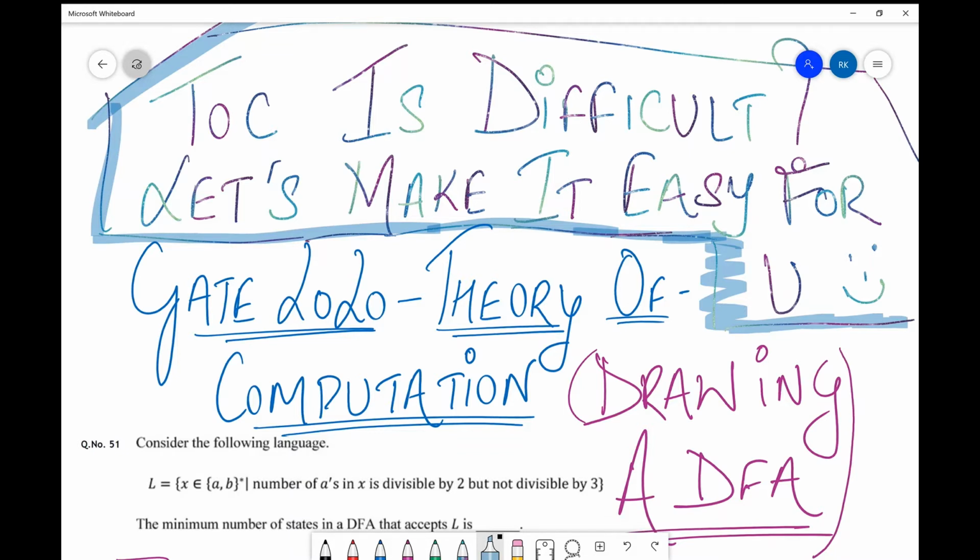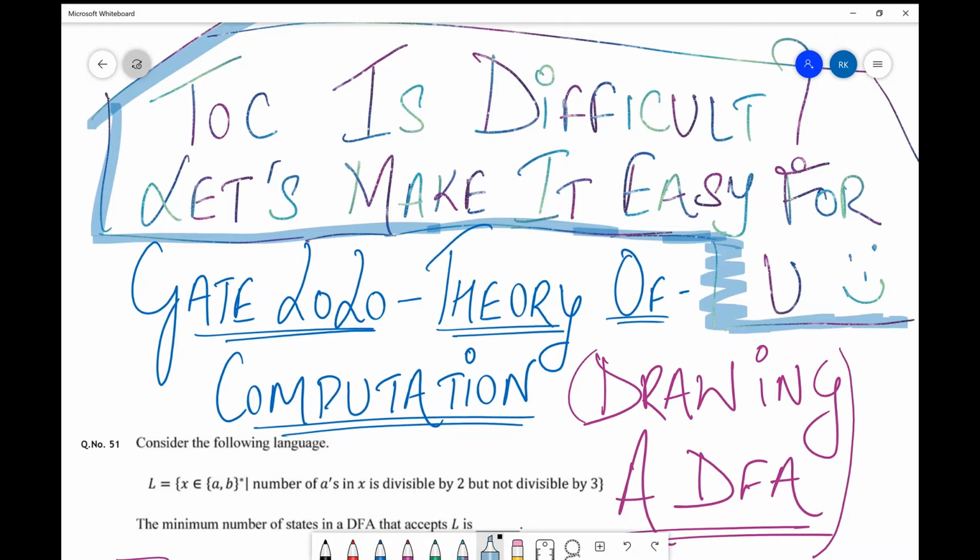This is a very difficult subject, so let's just make it something easier for you. Let's make the subject easier. Let's do some very important questions. Let's make some points, at least some strong points for you, right? Let's make some topics stronger for you so that you gain some confidence.